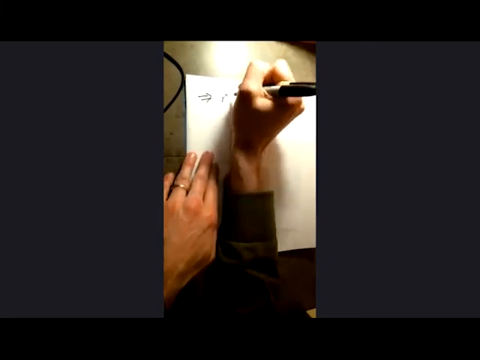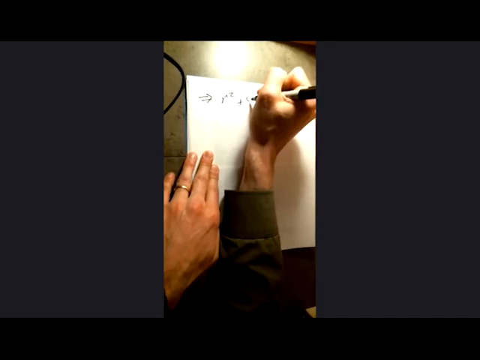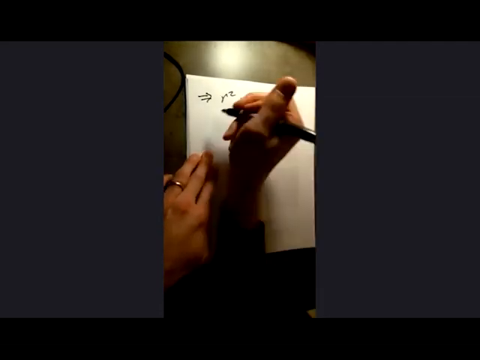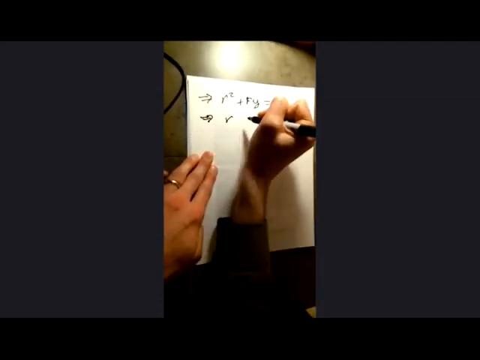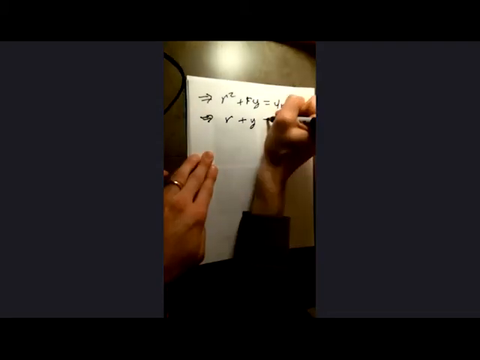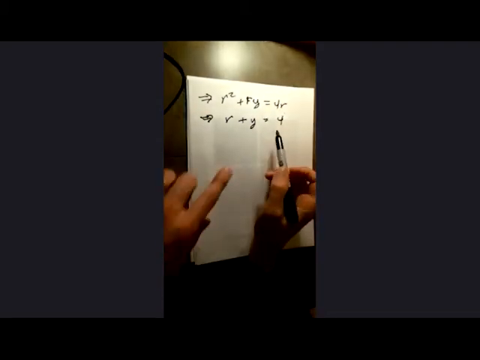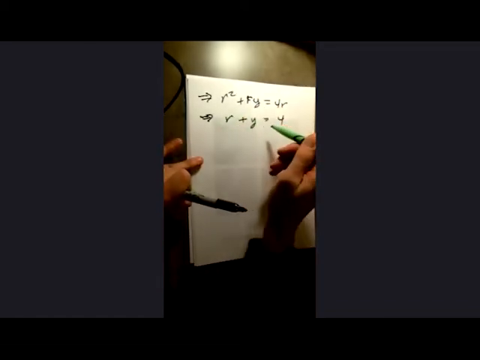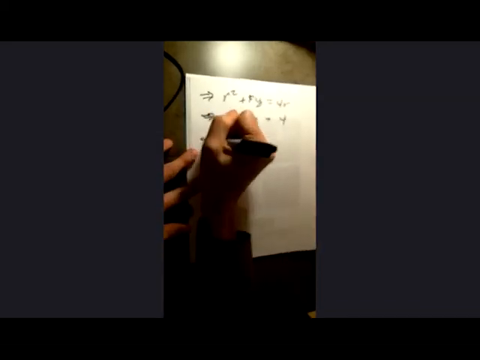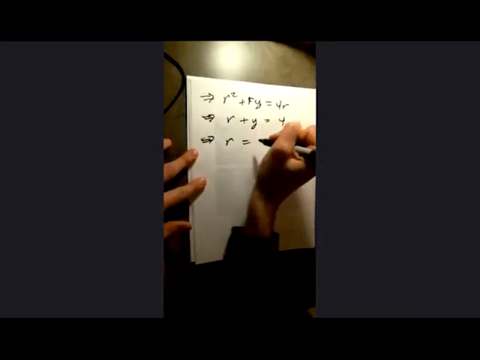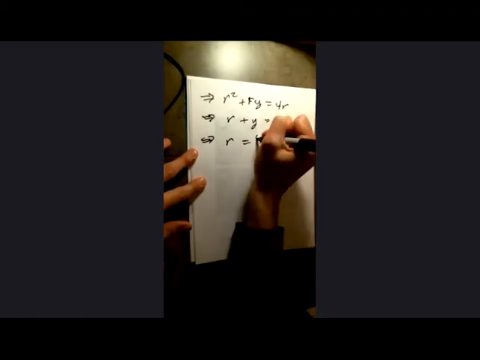So we had R squared plus RY equals 4R, common factor of R. So we have R plus Y equals 4. And at this stage, I want to get the R stuff on one side and everything else together on the other side. So we have R equals 4 minus Y.